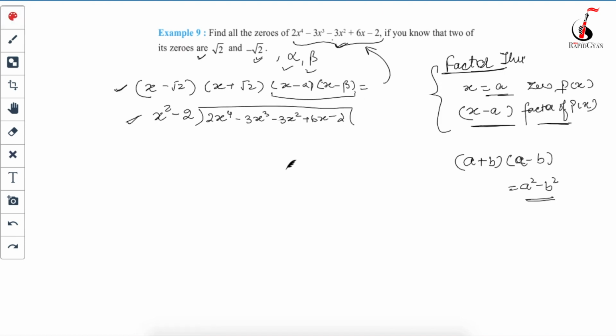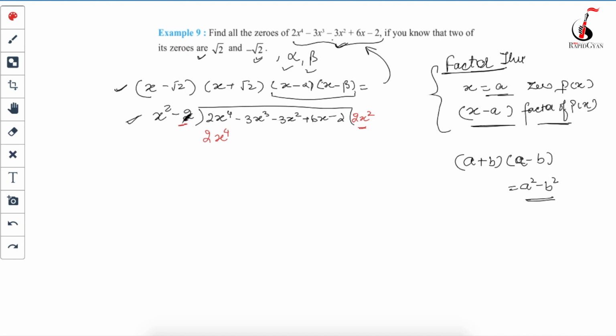Okay, so you'll have to divide it. So x square, this is the first term, 2x square. So let's divide the first term 2x to the power 4 by x square. What will you get? You will get 2x square. So you will get 2x to the power of 4 over here, then 2x square multiplied by minus 2.